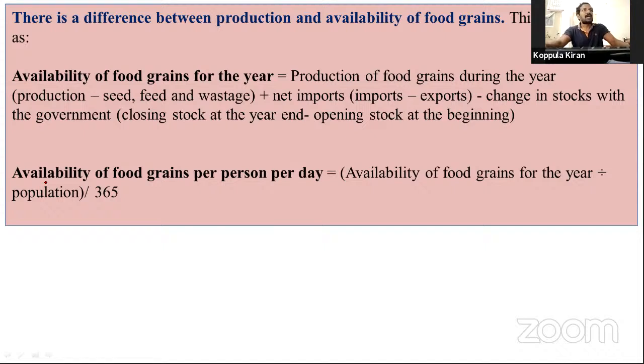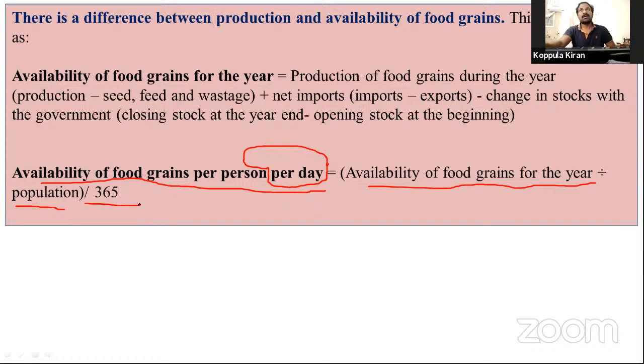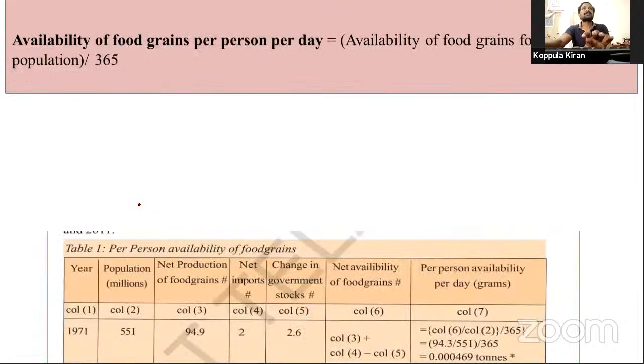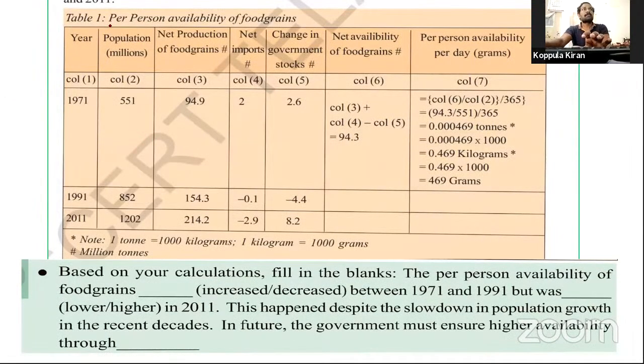At the same time, the availability of food grains per person per day. What is the availability of food grains per person per day? The availability of food grains for the year divided by the total population, divided by 365 days. How do we estimate this? There is a picture. Look at this picture: per person availability of food grains.